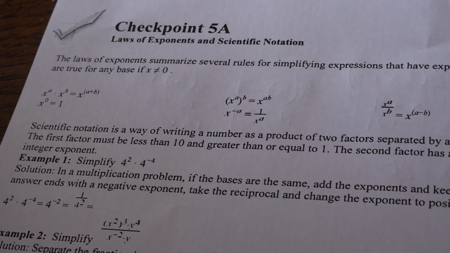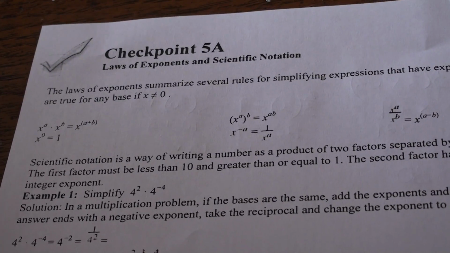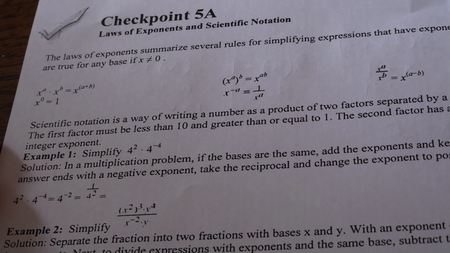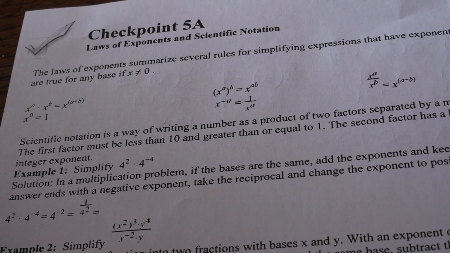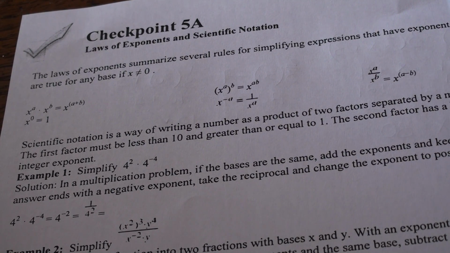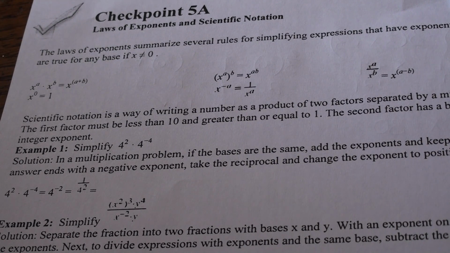In case you forgot what those rules are, the first two rules on this paper: x to the a times x to the b equals x to the a plus b. So again, if you have two numbers with the same base and they're being multiplied, you're going to add the two exponents. Below it, x to the 0 equals 1. Any number that you take to a 0 power is still equal to 1.